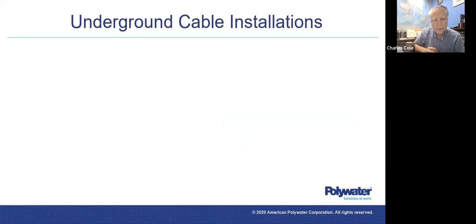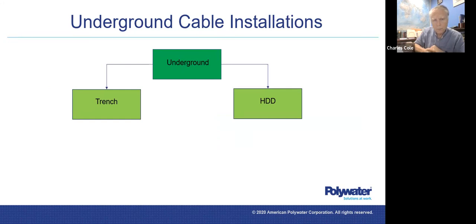Click, if you would, please. So if we start out with the first click, we've got this general category of underground cable installations, but there are variations of these different techniques that are used. So if you go to the next click, basically there are two major forms of installing cable underground in duct. That's through a trench and through HDD, horizontal directional drilling.